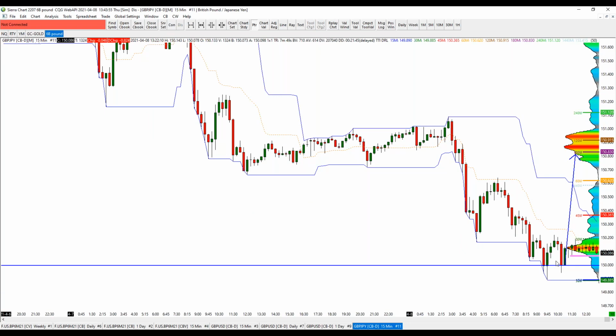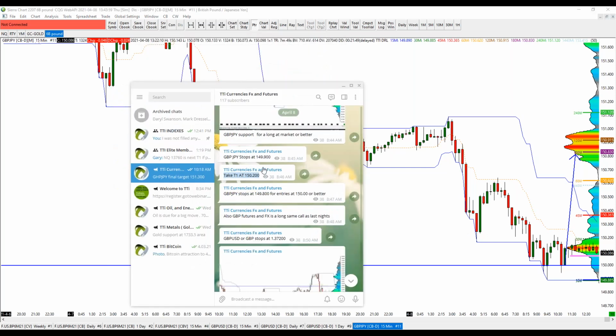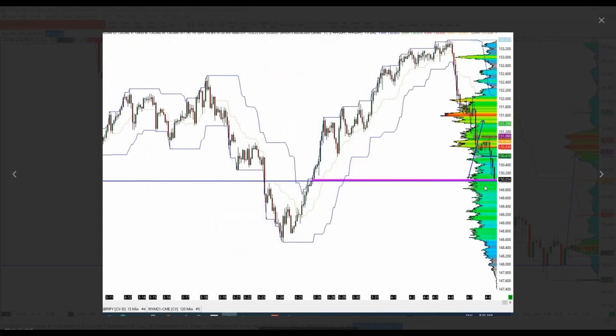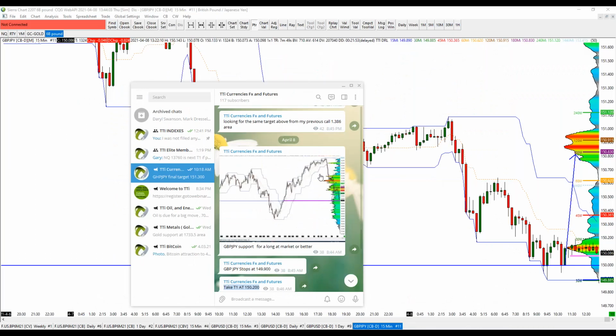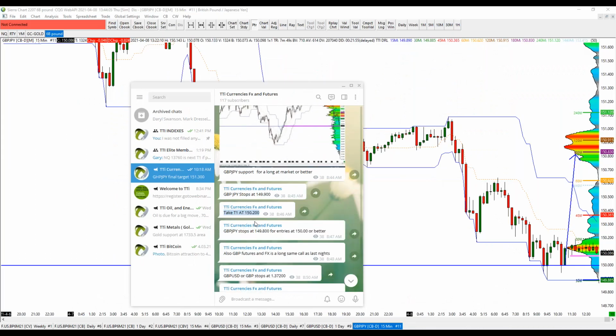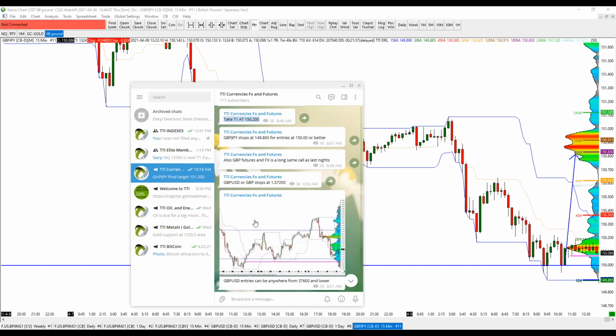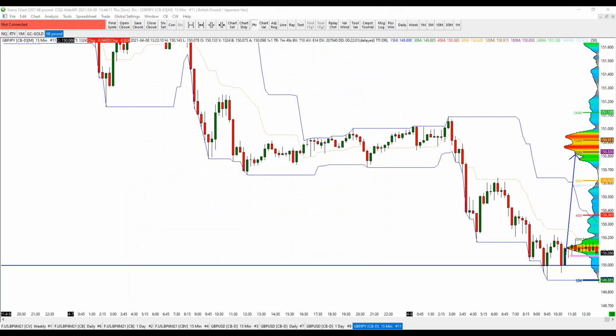So basically, folks, before anything, I gave them the snapshot of what I'm looking at. I gave them an entry, first target, and the stops. Again, I told them about the pound as well. The pound as well was a long. We took the pound.